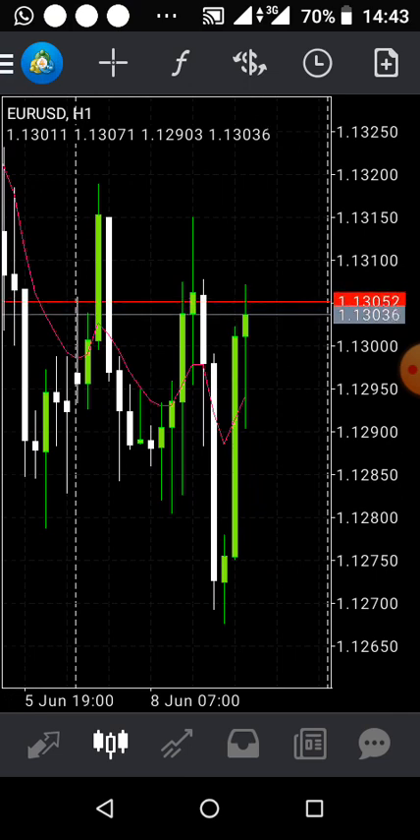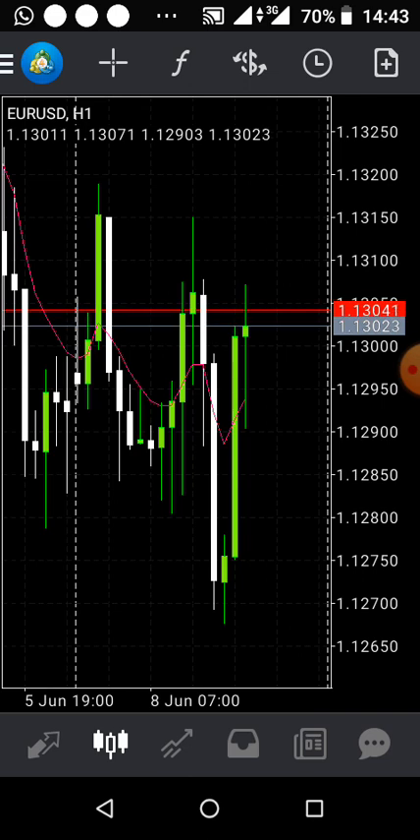What is a trend? The trend is the overall direction of the market, the movement of the market. Where is the market heading to? Where is the market moving to? Is it going northward or southward? I mean, is it going up, or is it going down? Where is the direction of the market? Is it a bullish market or a bearish market?